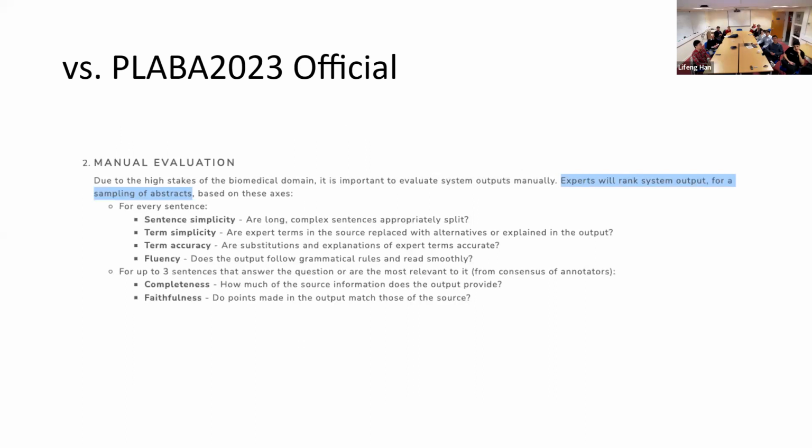So this is the official guideline for the human evaluation, and I think they released it later. I think the organizers will carry out human evaluation according to sentence simplicity, term simplicity, term accuracy, and fluency. And for up to 3 sentences that answer the questions or are most relevant to it, from consensus of annotators, completeness and faithfulness. That is what we think the organizers will have the annotators carry out.